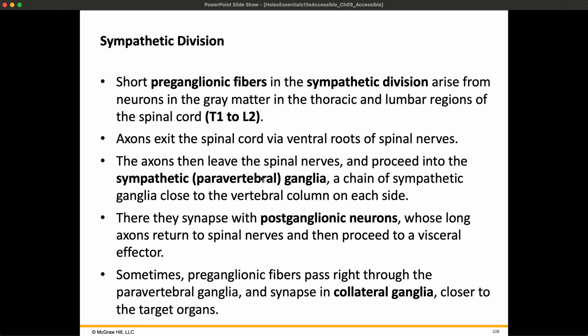So in the sympathetic division, you have short preganglionic fibers coming from the thoracic and lumbar regions that go to the ventral roots of the spinal nerve, ventral meaning to the front, right? Ventral versus dorsal. The axons then leave spinal nerves and proceed to the sympathetic ganglia, a chain of sympathetic cell bodies right beside the vertebral column. They synapse with postganglionic neurons. They have long axons that then proceed to visceral effectors. So short preganglionic in the sympathetic, long postganglionic.